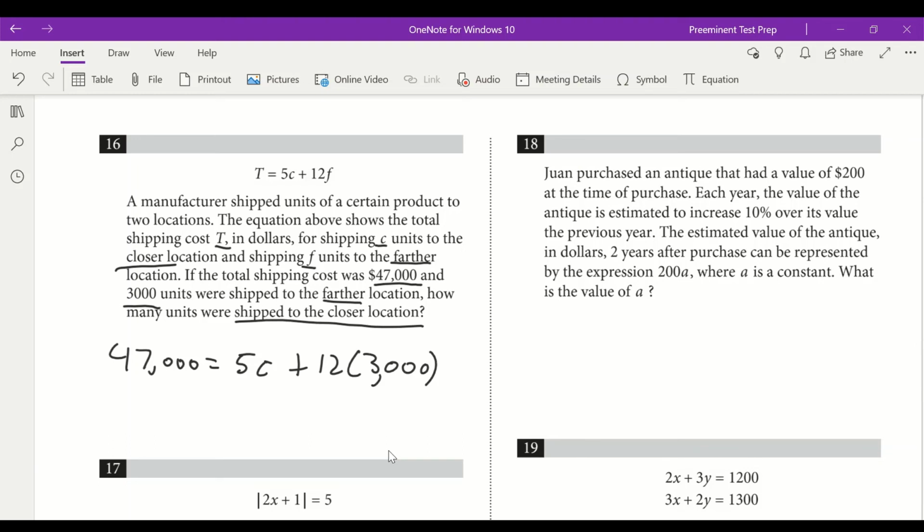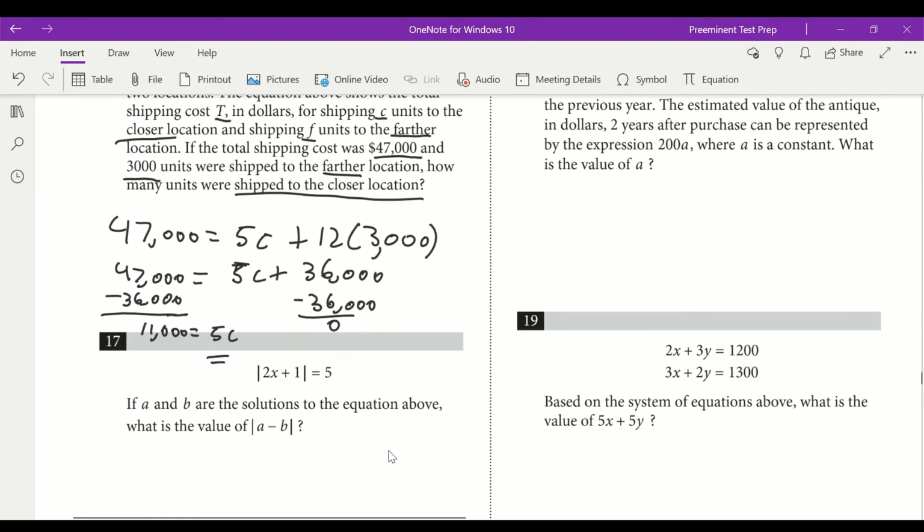Well, 12 times 3,000 is 36,000. So we're left with 5C plus 36,000 equals 47,000. We're going to go ahead and subtract 36,000 from both sides. So we are left with 5C on one side. 47,000 minus 36,000 gets me 11,000. So I have 11,000 equals 5C. We're going to go ahead and divide by 5 on both sides to get C alone. We have 11,000 over 5, which is going to equal 2,200.